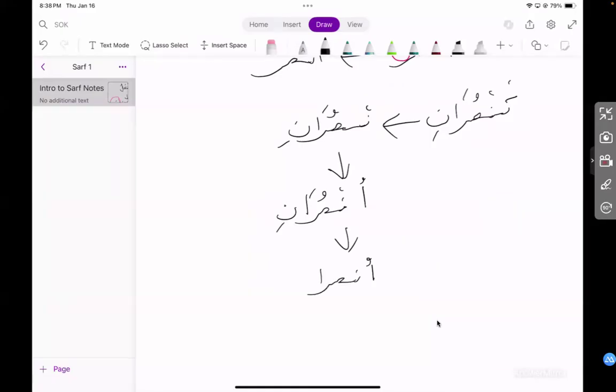Because when you have, for example, a lam in front, the noon of tathniya and the noon of jama' both of them drop off, right? And this is how you have amr. So this is a khulasa, this is a summary of everything we've discussed.